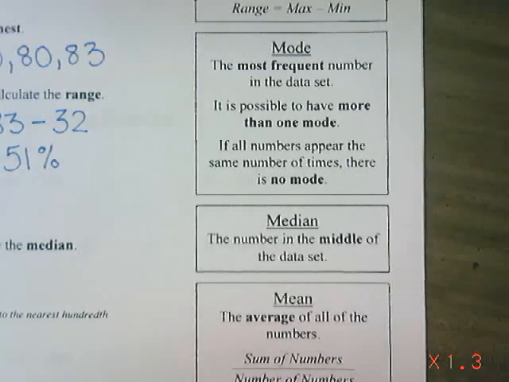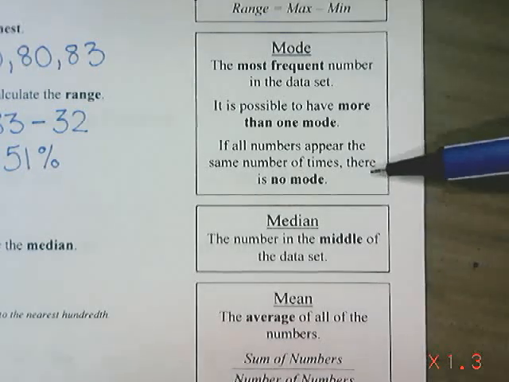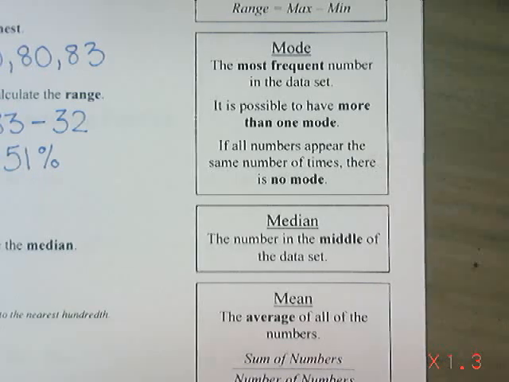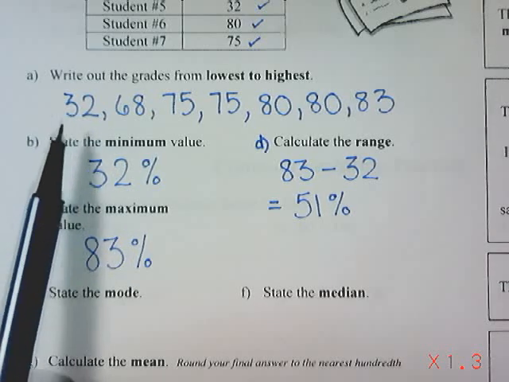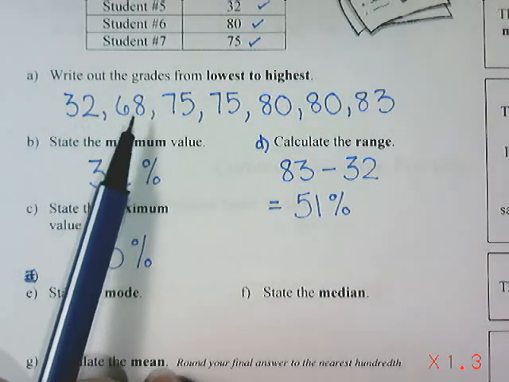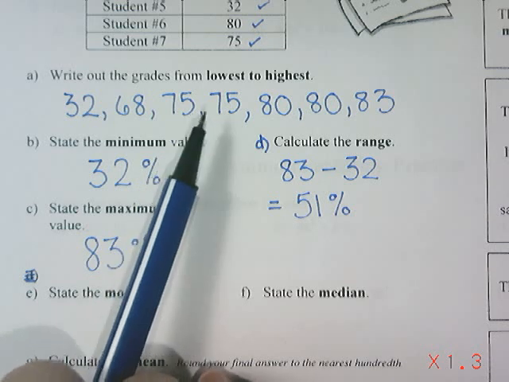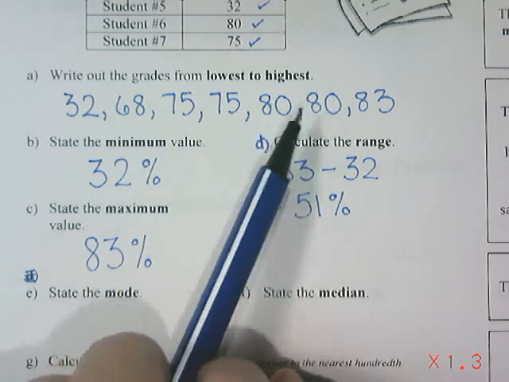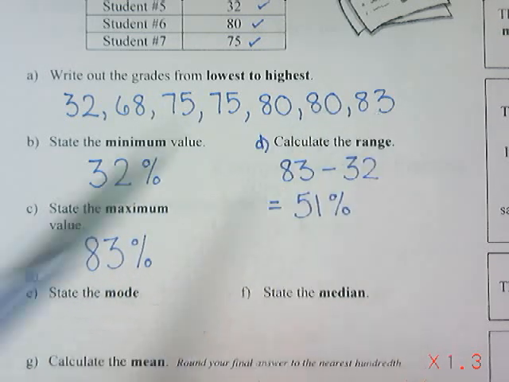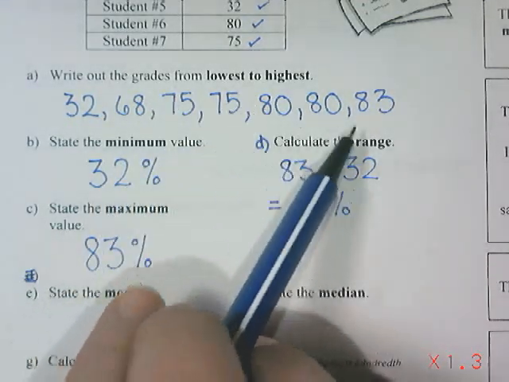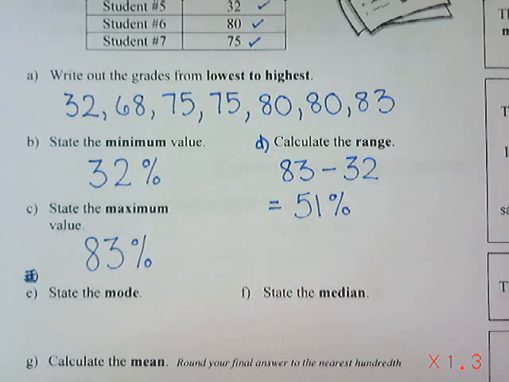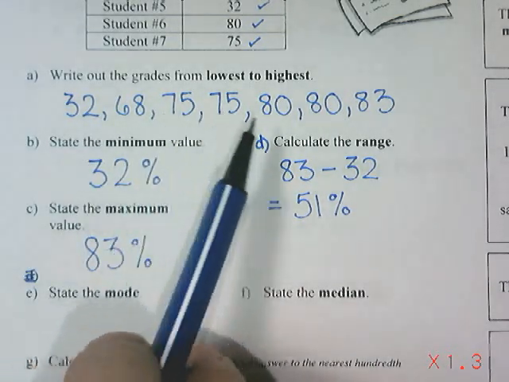So we are looking to see if there's a number that shows up more often than all of the other numbers, because if they show up the same number of times, then there's no mode. So if I take a look, I see that 32 shows up once, 68 shows up once, 75 shows up twice, 80 also shows up twice, and then 83 only shows up once. So I do notice that 75 and 80 are repeated values, and they've both been repeated twice.